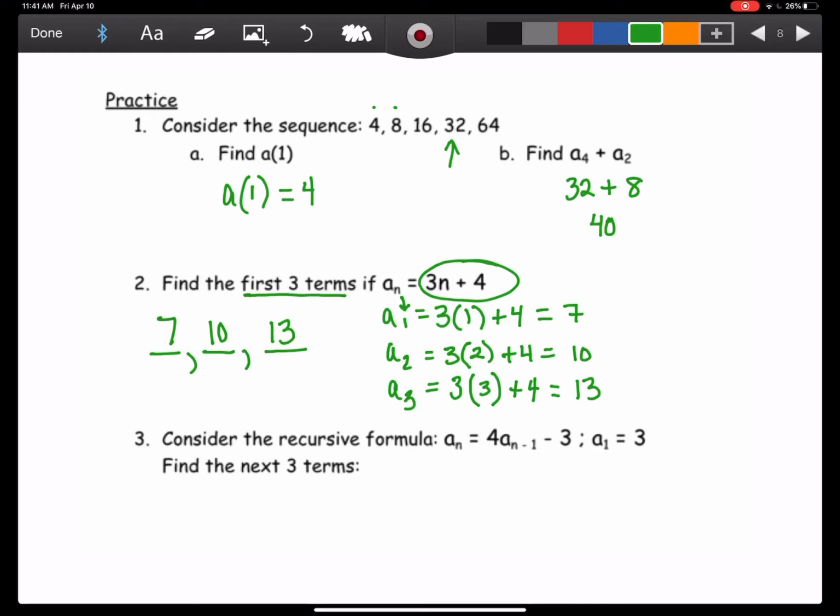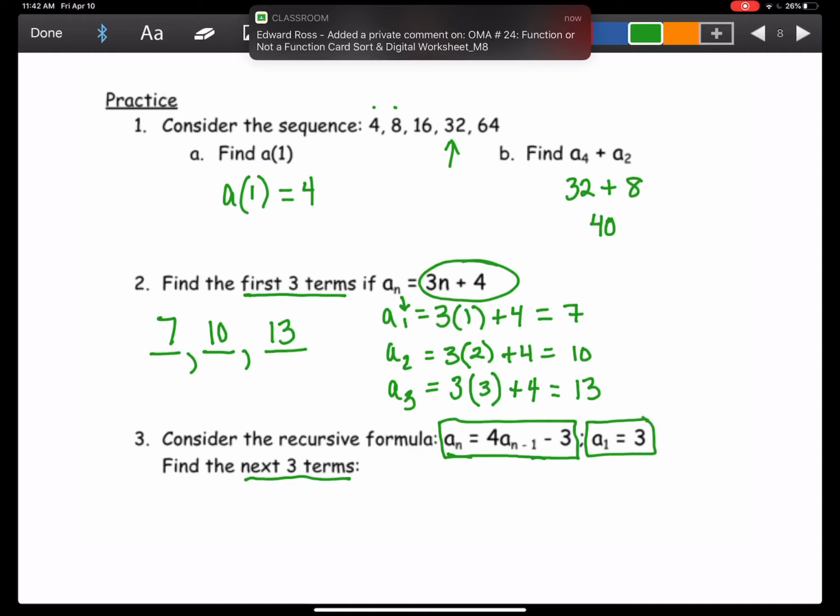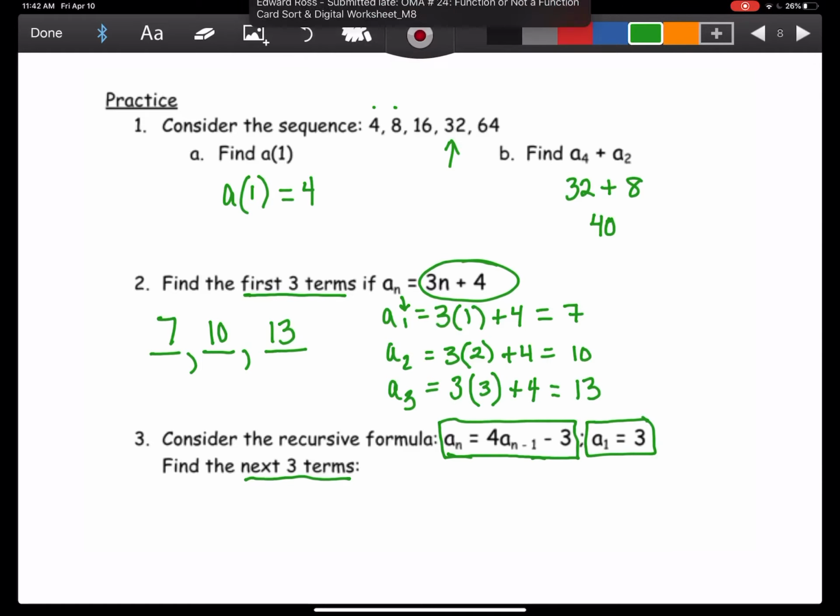All right, one more practice problem. It says find the next 3 terms. Okay. Well, this one seems a little more challenging. You just have to take it one step at a time. First of all, it says that a sub n is equal to this rule. Okay, 4 times a sub n minus 1 minus 3. And then they tell us one more piece of information, which is that a sub 1 is equal to 3. So that's our first term. They want to know what the next 3 terms are.